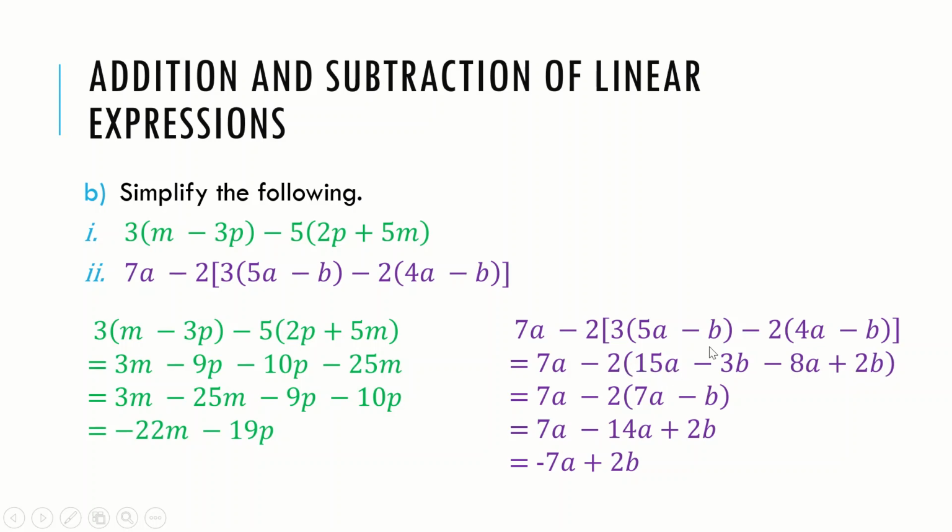Or wait, so you simplify this first. Alright, 7a minus b. 15a minus 8a is equal to 7a. Negative 3b plus 2b is equal to negative b. And then you open the bracket, it's easier. Okay, so negative 14a plus 2b. And you get negative 7a plus 2b.